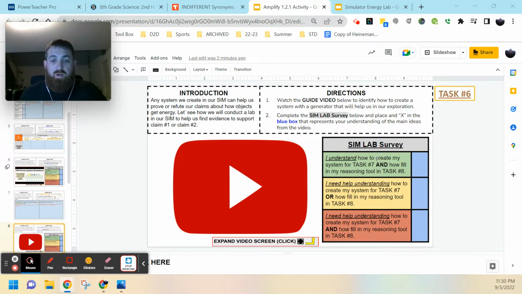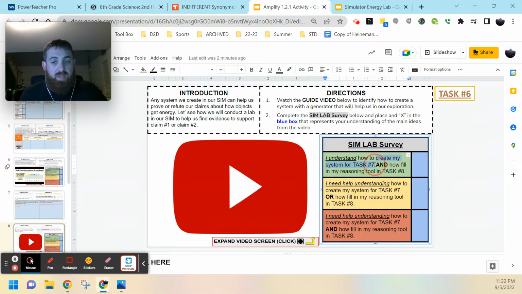And today we're going to be breaking down how to create your system in task 7 and how to fill out your reasoning tool in task 8. So how to conduct our lab will have two parts in task 7 and 8.